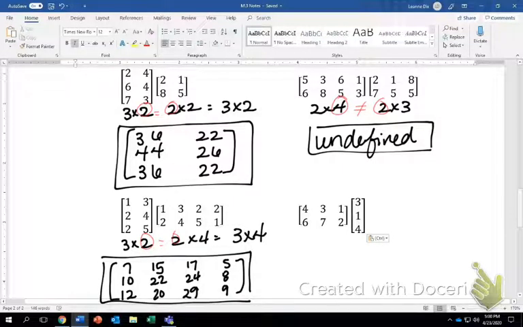All right, and then that final one is pretty small and pretty simple. It's a 2 by 3 and a 3 by 1. The 3's are equal, so we should have a 2 by 1 as our answer, and it should be 19 and 33.